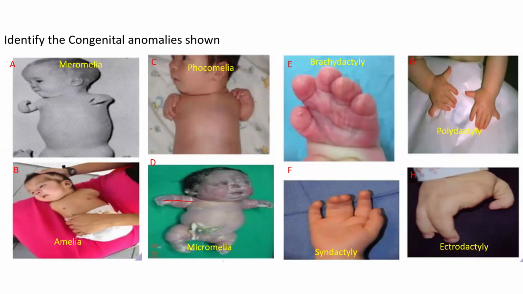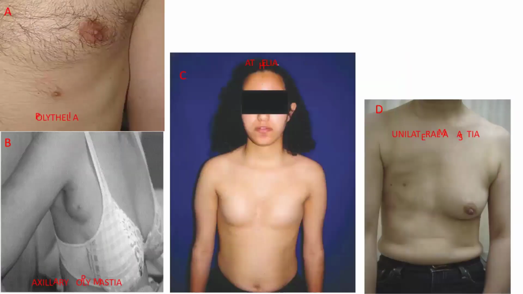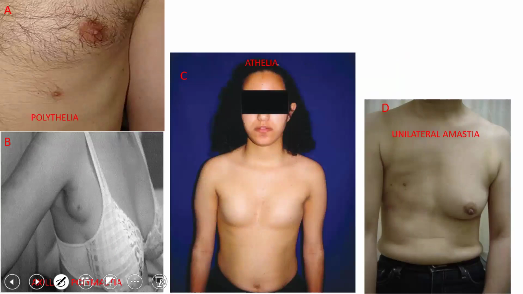Go know the difference between micromelia, phocomelia, meromelia, amelia. That is the work now, and the anatomical basis. Have you guys been taught development? Make it a habit to say if it is postaxial. Remember, postaxial is to the side of your small finger. Preaxial is to the side of your thumb.